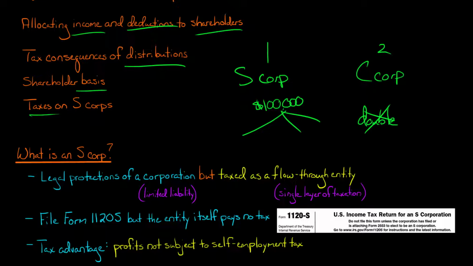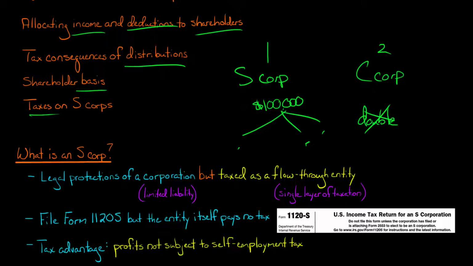So they're both corporations, right? An S corp is a type of corporation, so you have limited liability for shareholders, just like with a C corp. However, it's a flow-through entity, so the profits of the entity are going to flow through to the individual shareholders and be taxed at the shareholder level. So just one layer of tax.